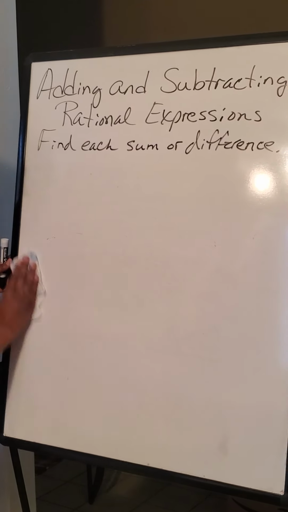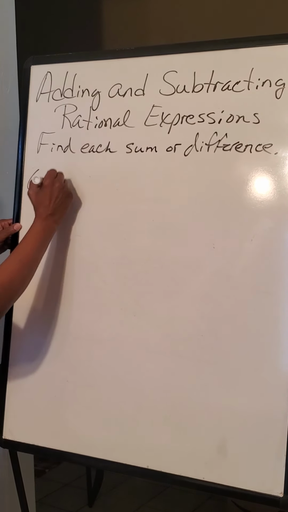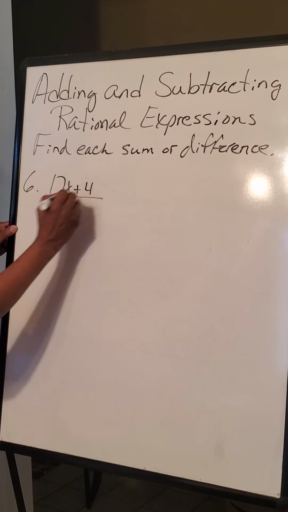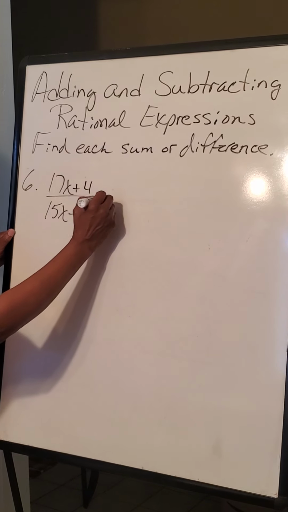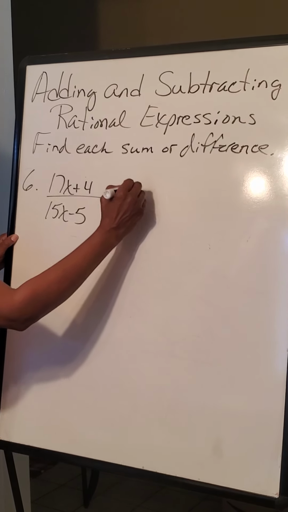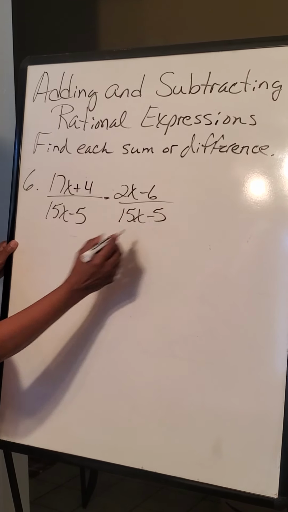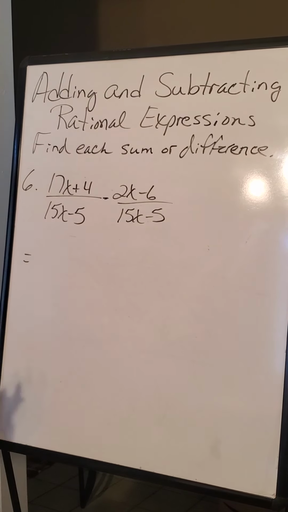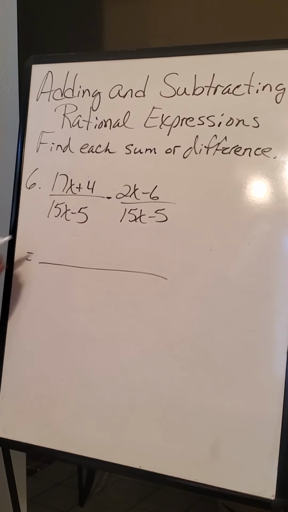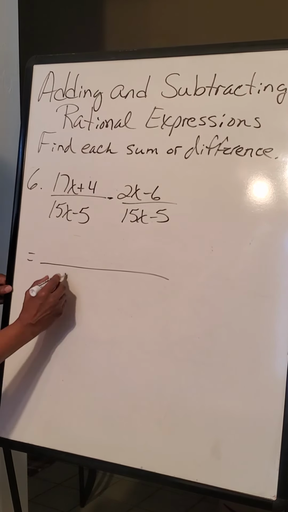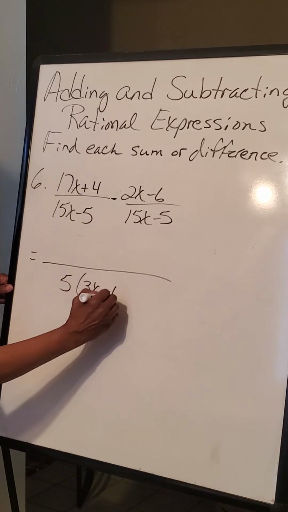Example 6. If I had 17x plus 4, divided by 15x minus 5, minus 2x minus 6 over 15x minus 5. Well, again, these have the same denominator, and what I'm going to do is, in my denominator, 15 and 5 have a GCF of 5, so I'm going to factor that denominator right quick. So I'll get 5 times, inside parentheses, I'll have a 3x minus 1.